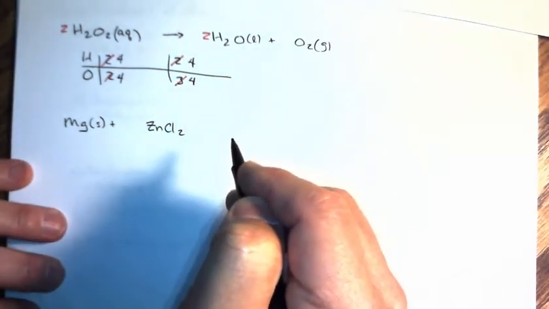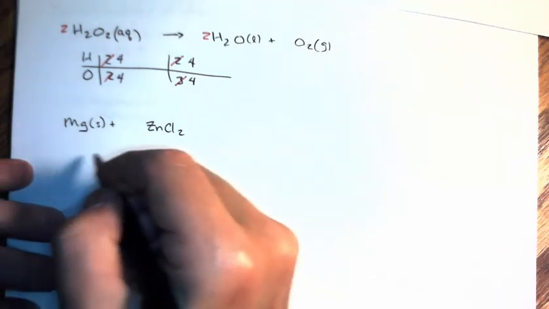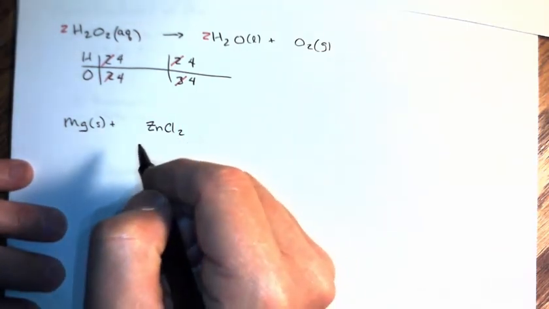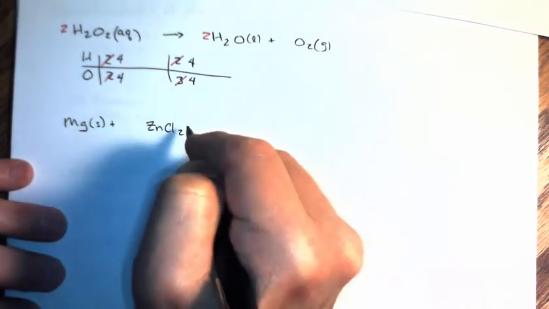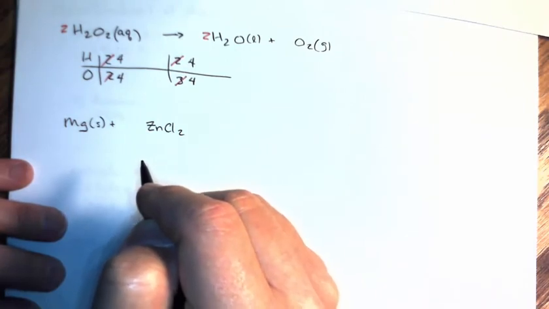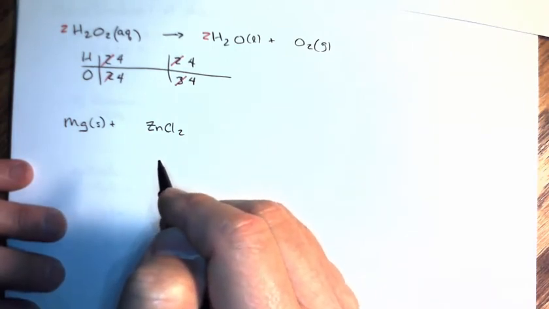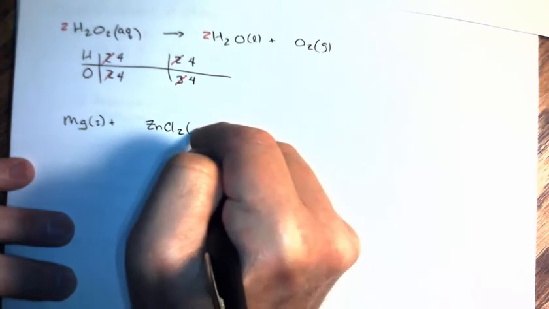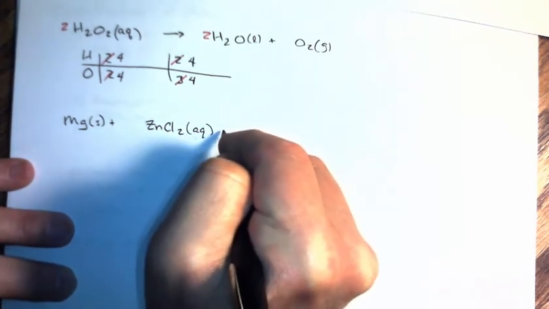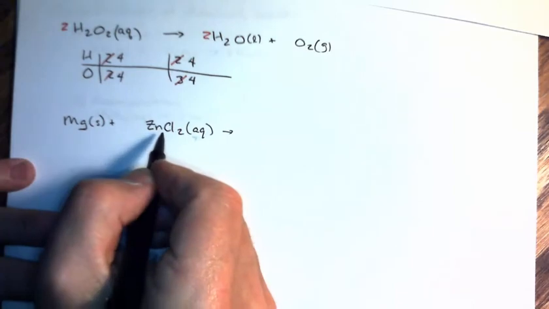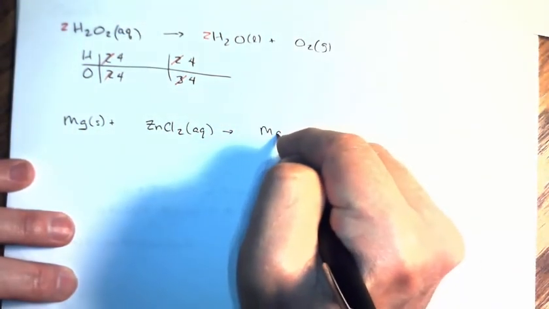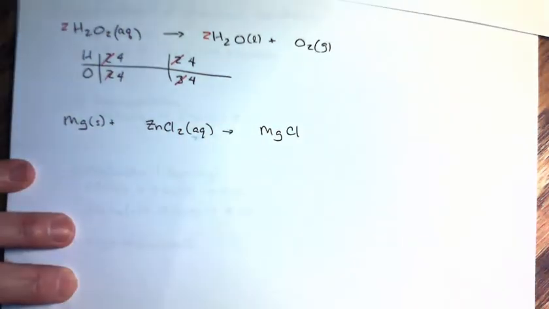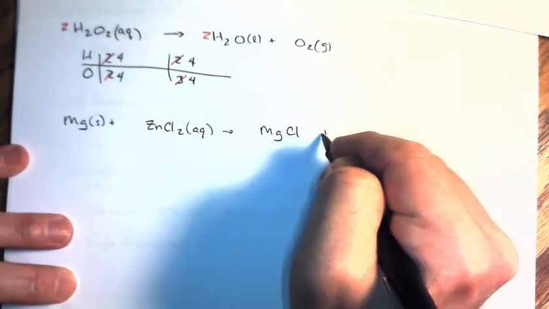Because if I just take some magnesium metal and put it in with some solid zinc chloride, nothing's going to happen. I have to have this dissolved in water. And if it's dissolved in water, what physical state do we assign to it? Aqueous. Good. All right. So the magnesium is going to displace the zinc, which means it's going to join up with the chlorine. And it's going to kick the zinc out by itself.